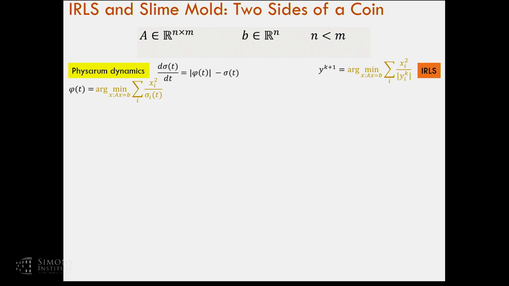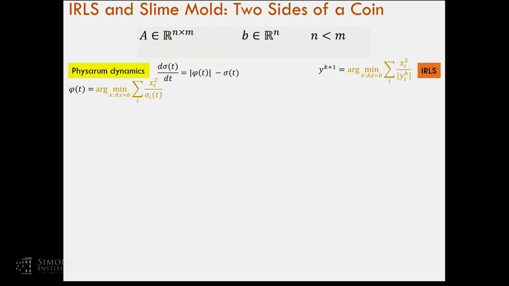So our first result, which establishes that this IRLS and the slime mold are essentially the same algorithm, requires a little bit more. It's not entirely obvious what the correspondence is. Well, it's clear that there is some connection because both of them seem to be solving in every iteration, or at least every time step, some kind of least square problem. What is not clear is what is the correspondence between the diameters and these y variables, which correspond to flow.